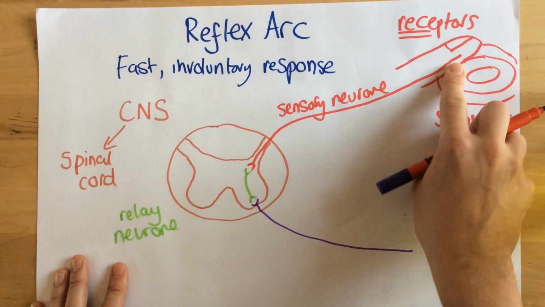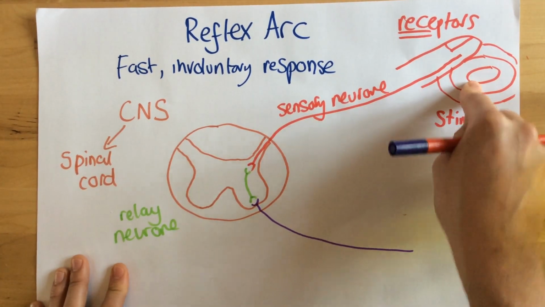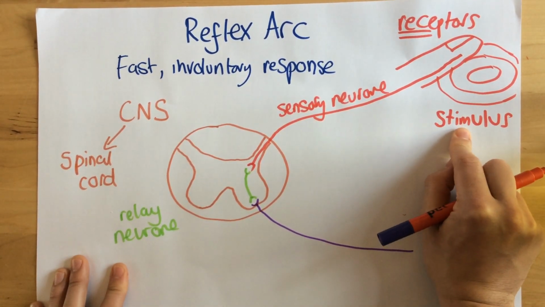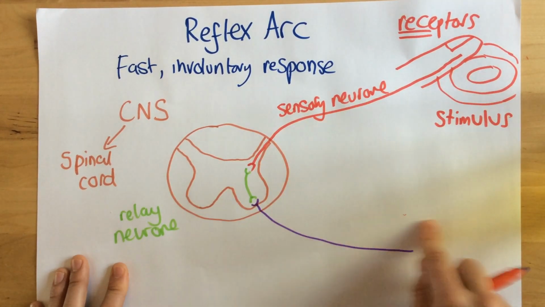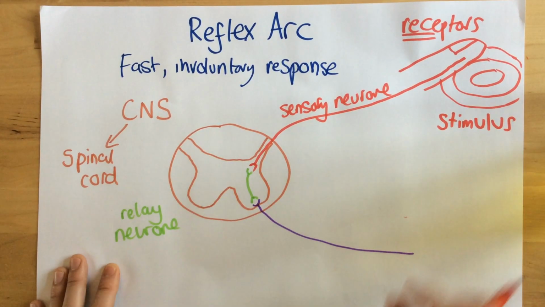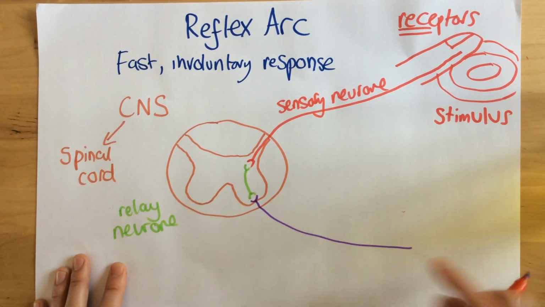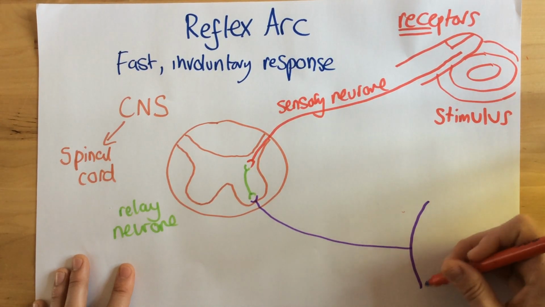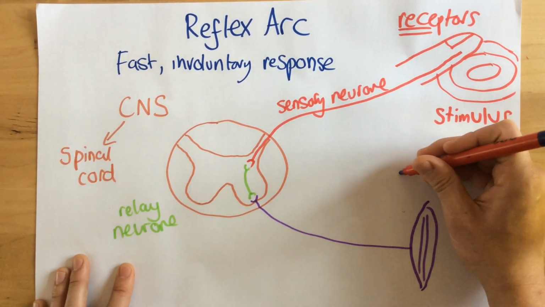Now let's think about what we're trying to do. The whole purpose of this is to get our finger away from that harmful stimulus as fast as possible. So we need this signal to be sent to muscle so the muscle can contract and pull my finger away. So my muscle can pull my whole arm away. So here's just the diagram here to show the muscle in my arm.